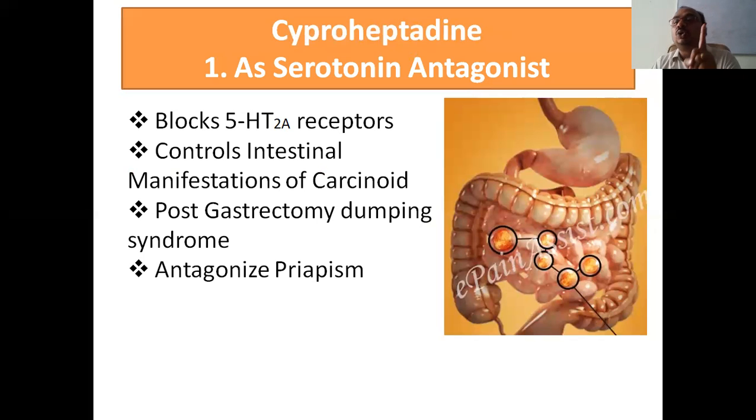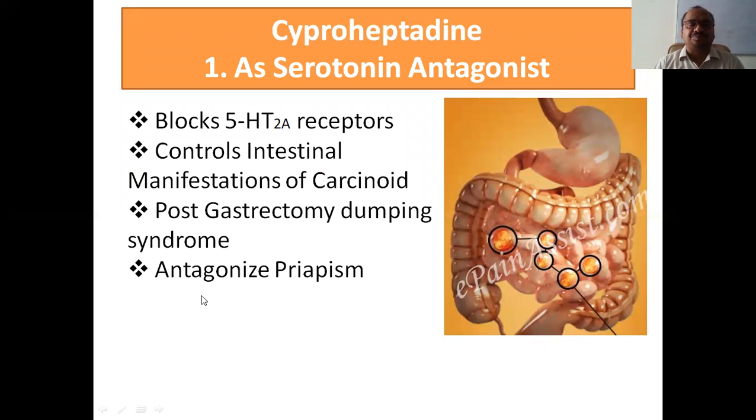It blocks the 5-HT2A receptors and controls the intestinal manifestations of carcinoid. Very important point. It is a specialty of this drug only. Carcinoid means tumors in the intestine. You know very well, see here, tumors are there, 1, 2, 3, 4, 5, all these parts cause tumors in the intestine. Those can be controlled by using cyproheptadine. It can be cured a little bit.